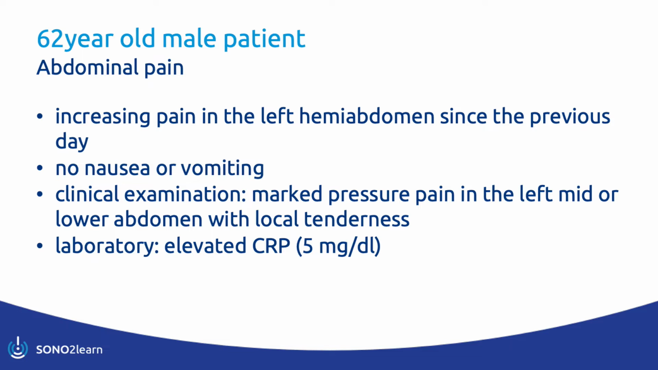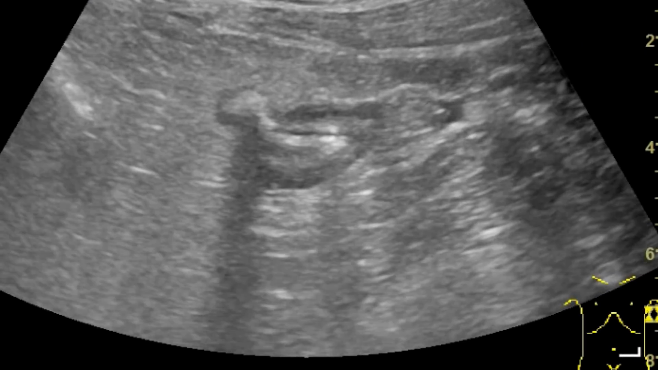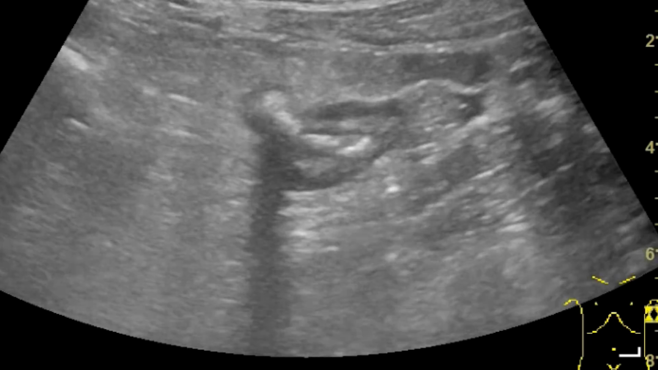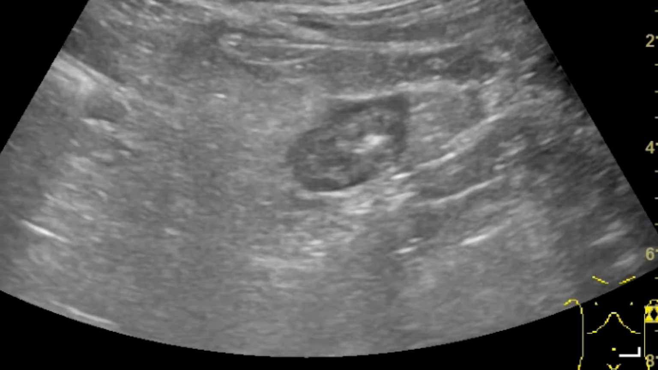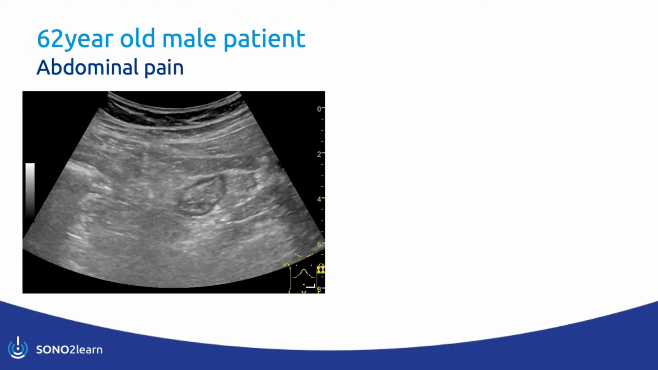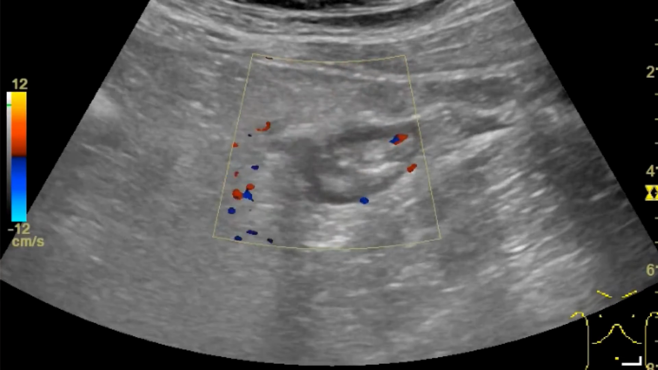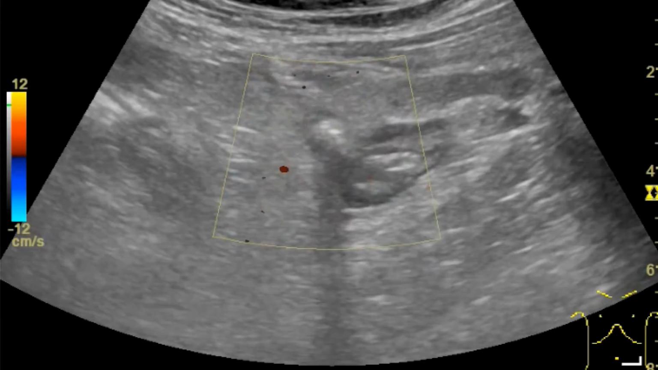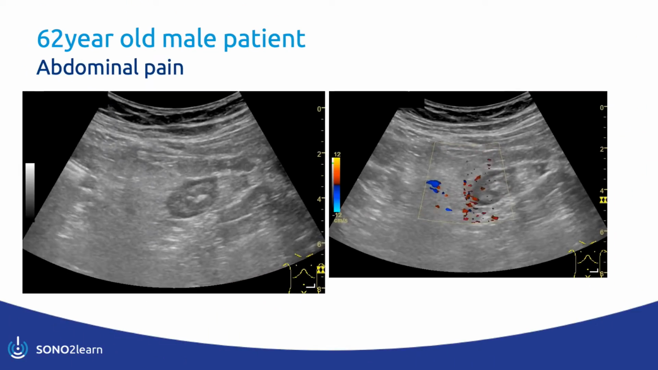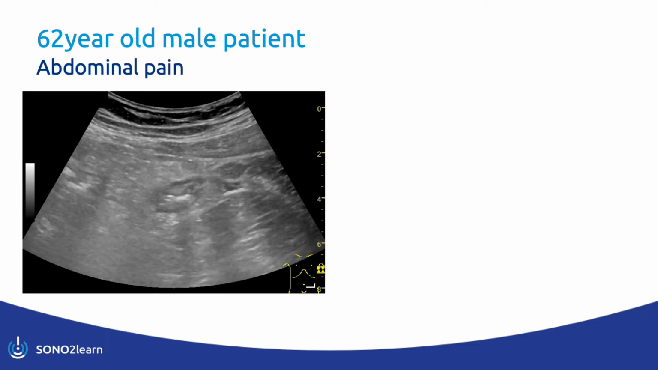The sonographic examination shows this finding in the left lower abdomen. If you then turn on the color, the situation looks like this. What is your presumptive diagnosis? Let's look at the sonographic examination again in detail.